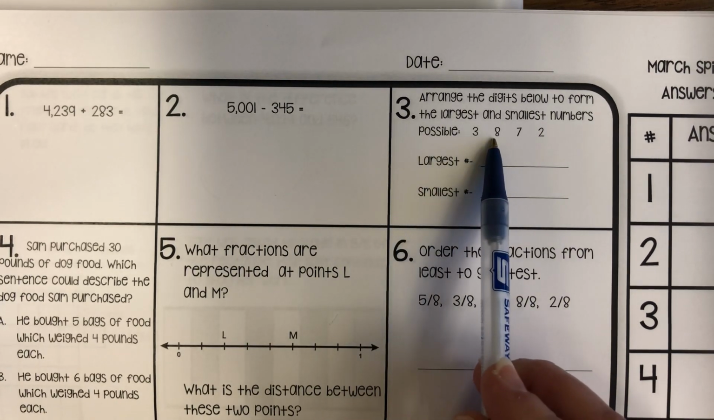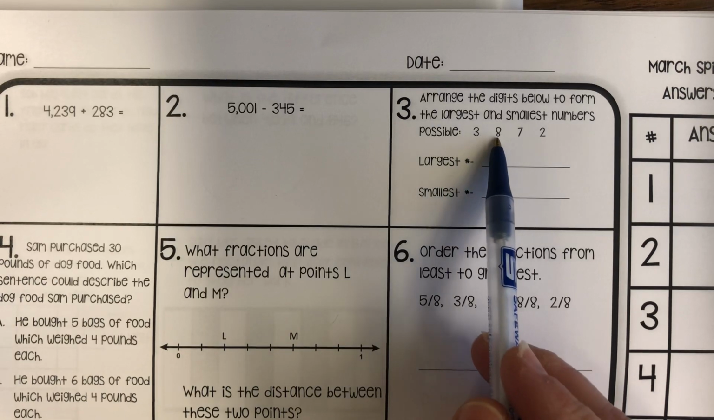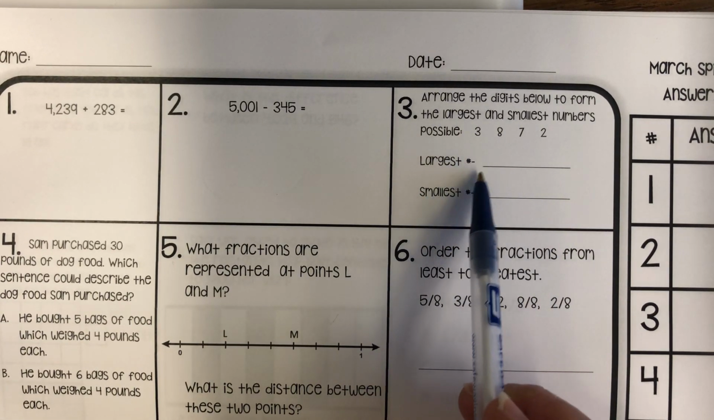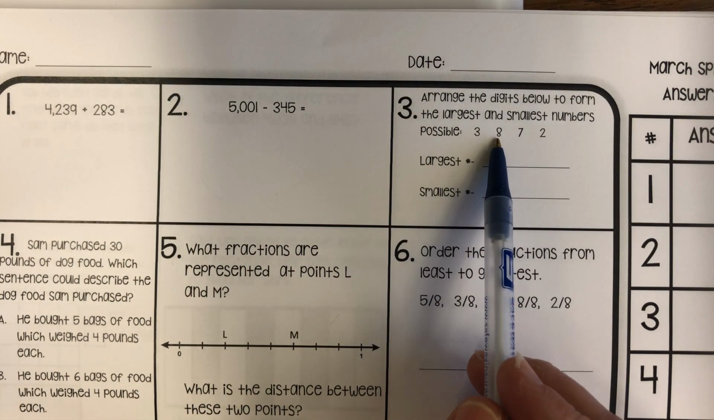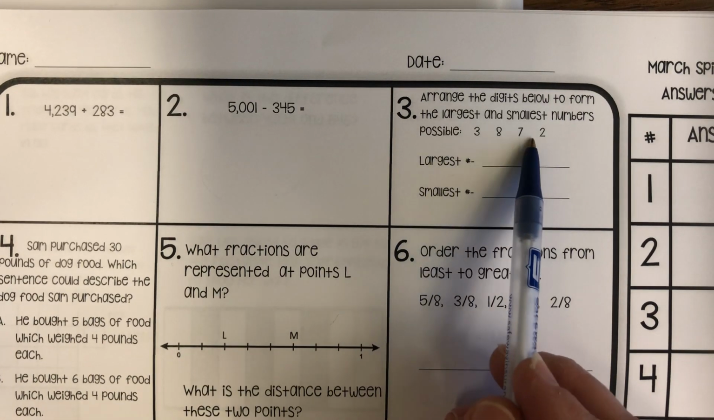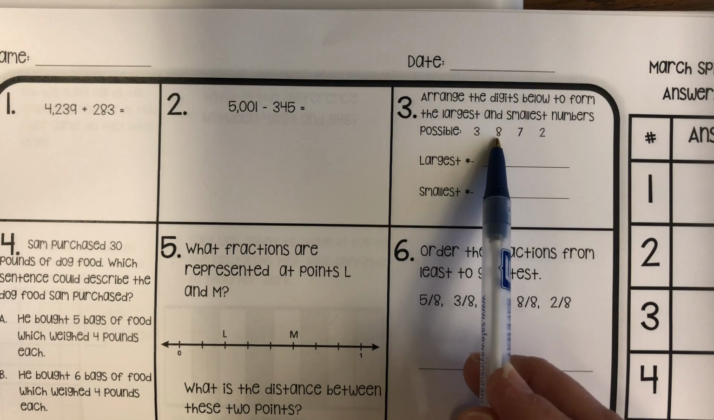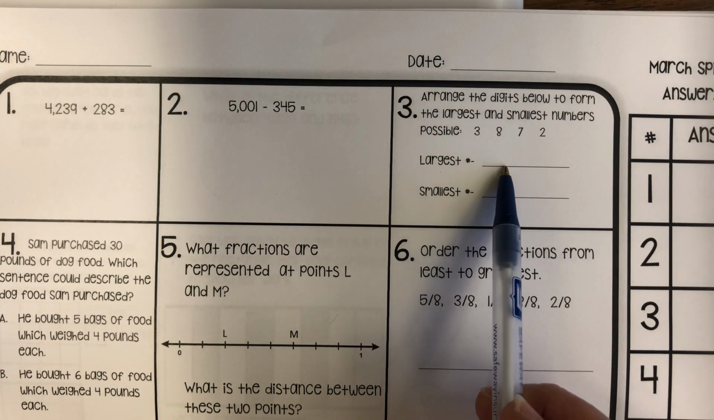So you have 3, 8, 7, and 2. So if you did 3,872 and you just put them in that order, that's going to be smaller than if you did 8,372, right? So you can mix these around. If it's the largest number, you want the biggest number in the first place value, okay? And then maybe the next biggest number in the next place value.